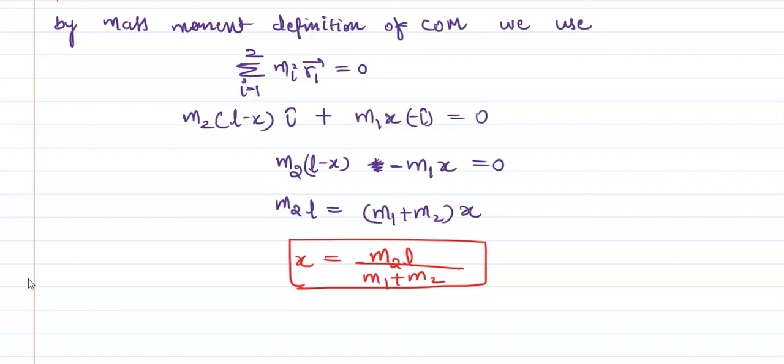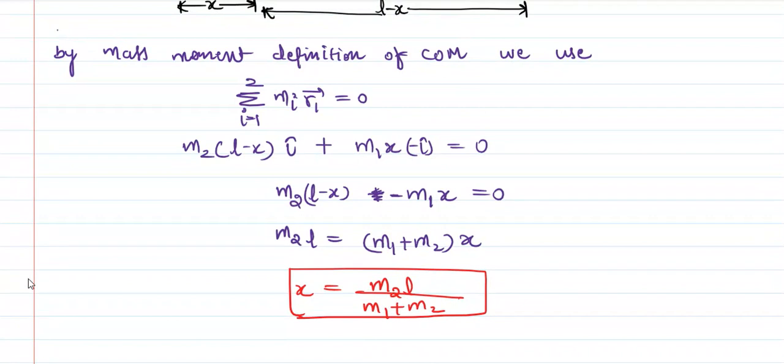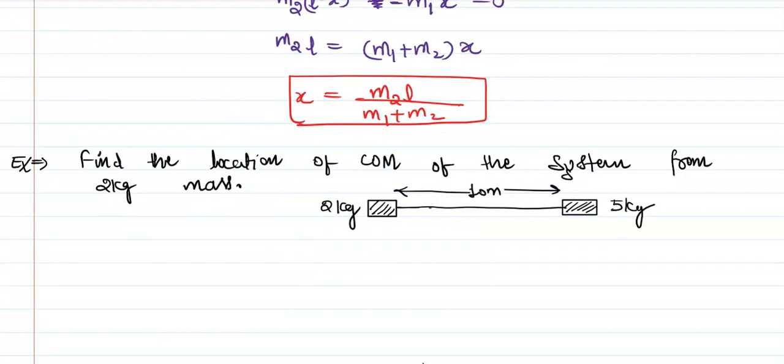Okay, we will do a question to understand this in a better way. Please note down this formula. So the question is, find the location of center of mass of a system of particles from 2 kg mass. You know that the mass of another block is 5 kg. That means it is heavier than the first block, and that also means that center of mass will lie near the 5 kg block.